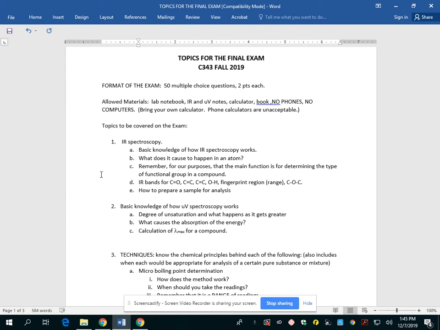How to prepare your samples. We had two different methods. The solid we put onto the diamond device, and in our liquids, obviously, we had to have these salt plates, and we had to put our material between the salt plates in order to take our readings.